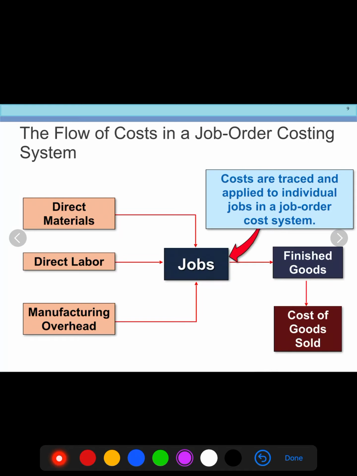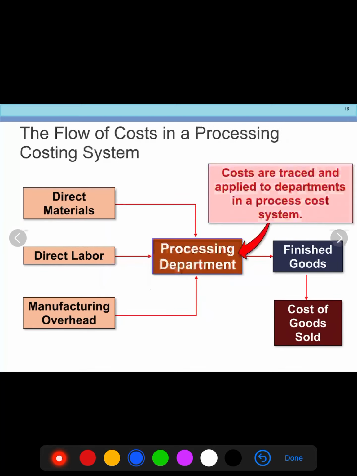The flow of cost in a job order costing system, as I've mentioned earlier, is based on job. So costs are traced and applied to individual jobs in a job cost system. But same flow, you have your manufacturing cost accumulated based on individual jobs. Once completed, it will be part of the finished goods. Once sold, it will be part of the cost of goods sold.